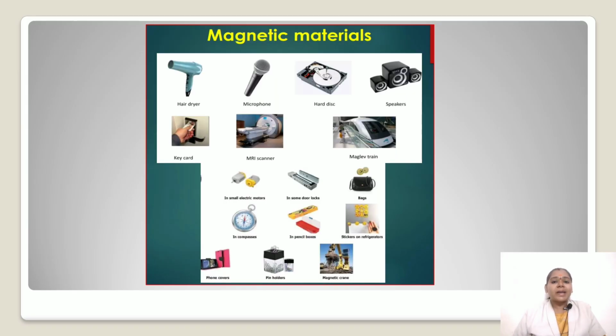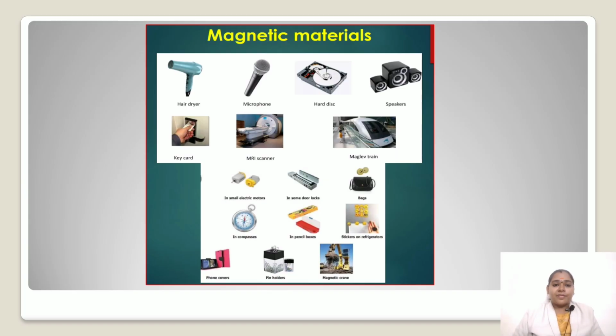This slide illustrates how magnetic materials are widely used in our daily lives and technology. These applications rely on different magnetic effects such as attraction, induction, storage, or motion. It creates high impact in technological applications. First, the hair dryer. It contains a small electric motor and often a heating element. Magnets help run the motor.